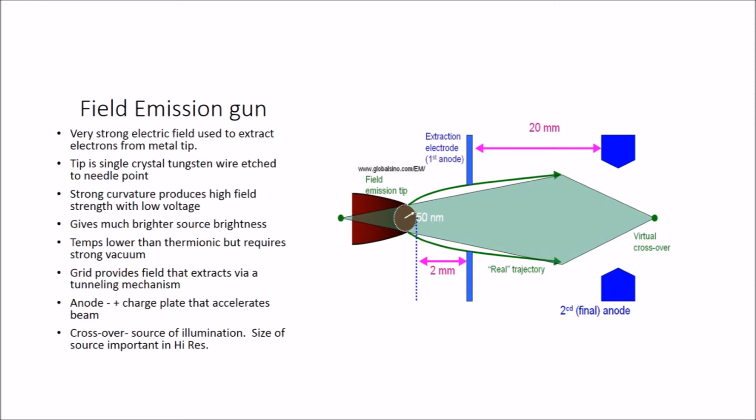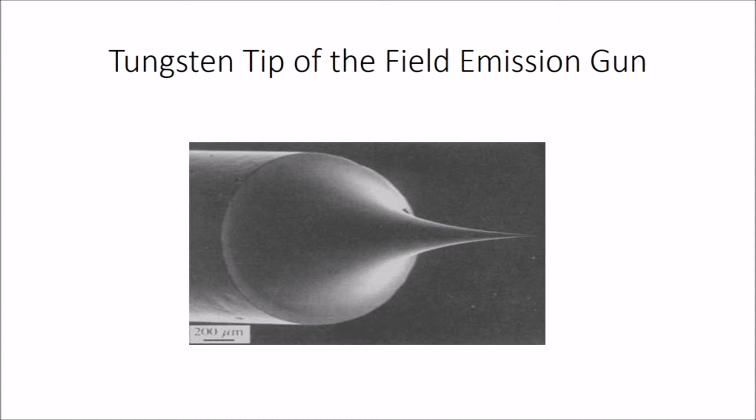The anode is a positive charge plate that accelerates the beam, and the crossover point there at the end is the source of illumination. The size of the source is important in high resolution. This is a picture of the tungsten tip of the field emission gun. In case the scale at the bottom of the picture is not clear, it's measured at 200 micrometers, so you can see just how small it really is.